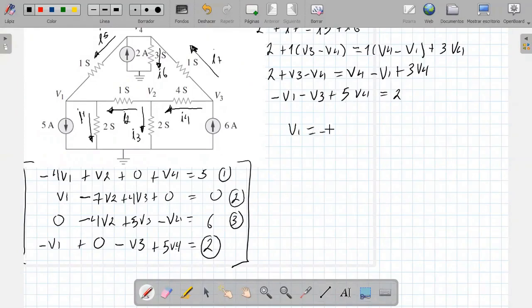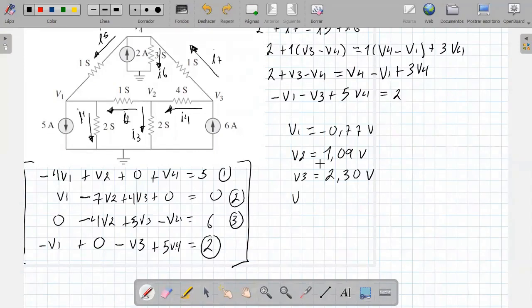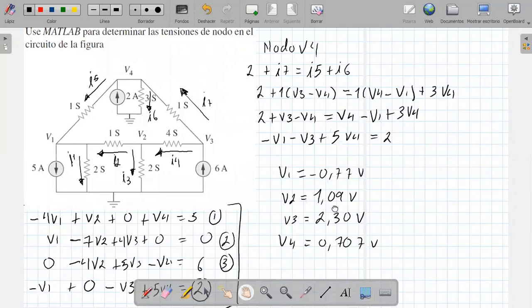V1 0.7 volts, V2 1.09, V3 3.30, and V4 0.7. So that would be the result of exercise 3.